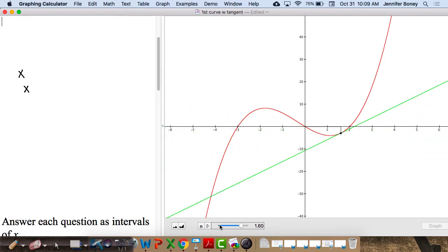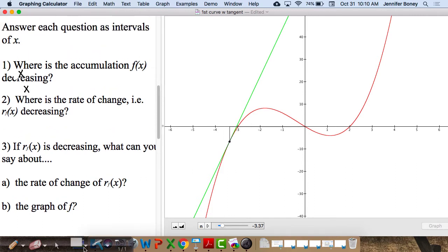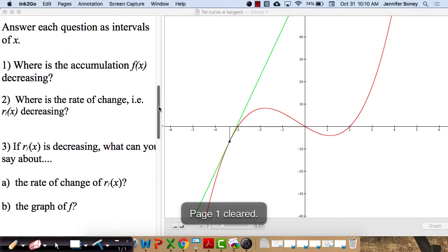For instance, if I go back in this graph here, at the beginning, the rate was like 34. Just a little bit later, the rate was something slightly less positive. So that would be the rate of change decreasing. What we want to be able to answer about this, in addition to the things that we already did, is where's the accumulation increasing and decreasing? We talked about that, but where's the rate of change decreasing or increasing? We could say either one.